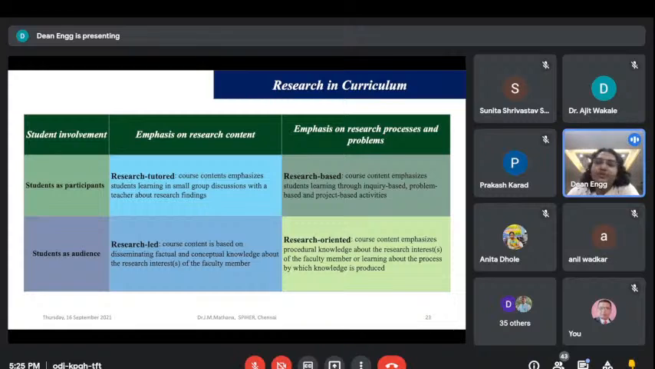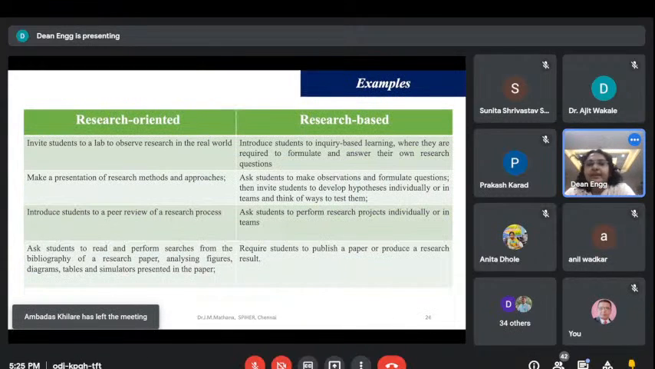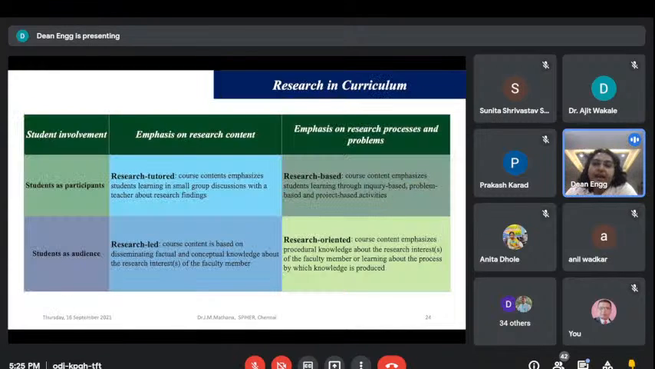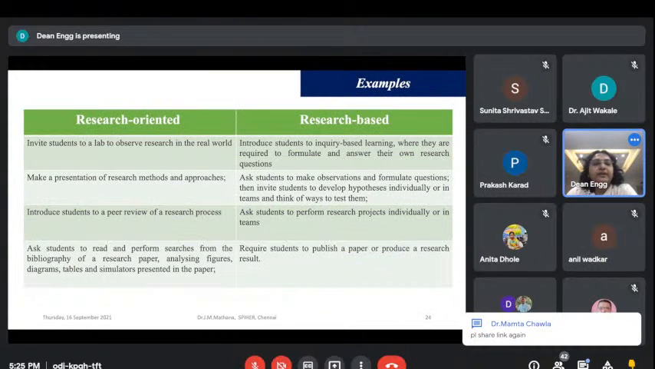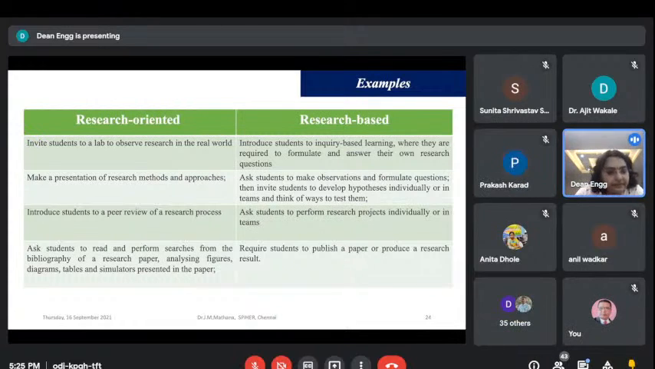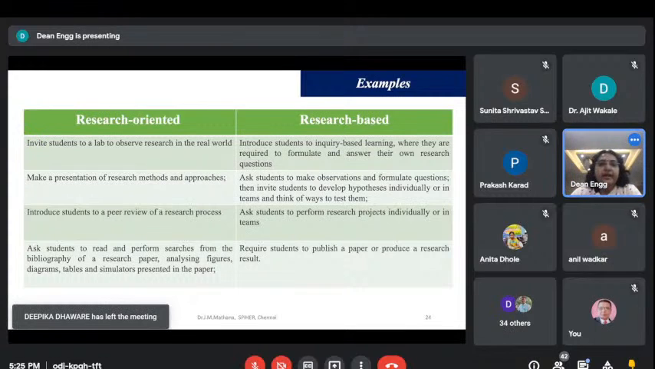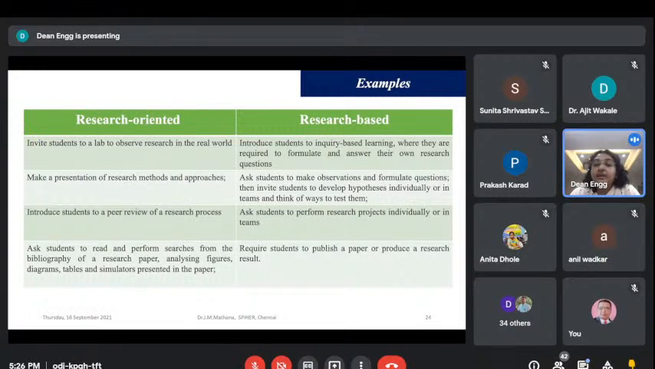My dear faculty members, now you may be confused. Without an example, how will we understand, right? Okay, I will give you an example. Among the four, we understood that the students are actually involved in research tutored and research based. So in research oriented, what we will do is invite the students to the lab to observe what research happens in the real world. Here the students are not involved in research, they are just observing, that's all.